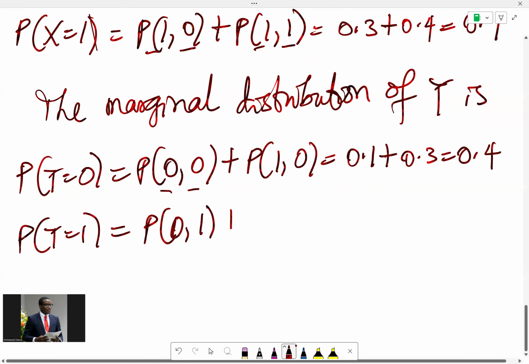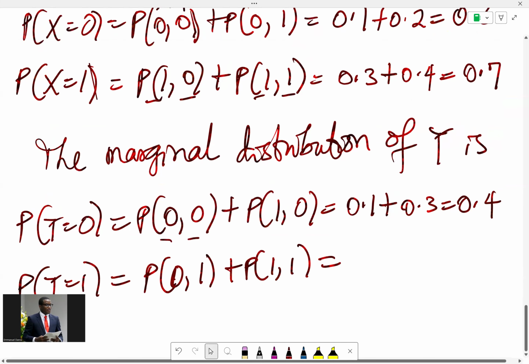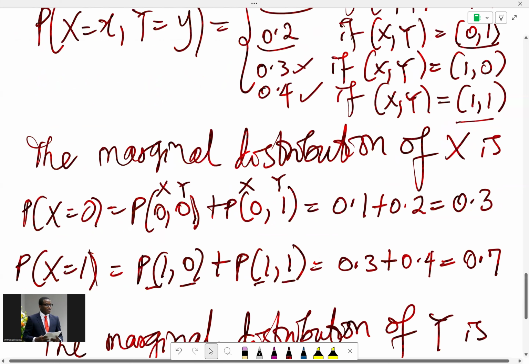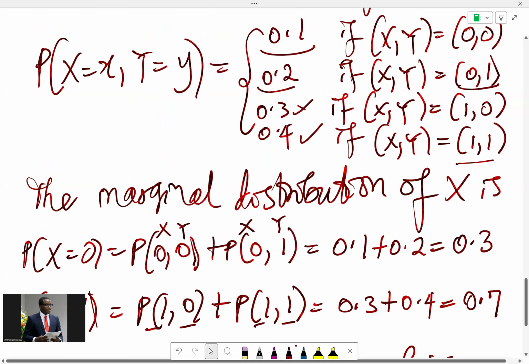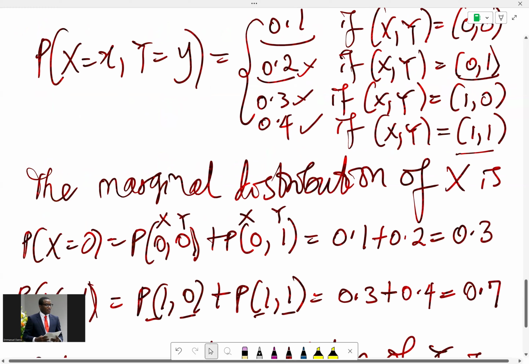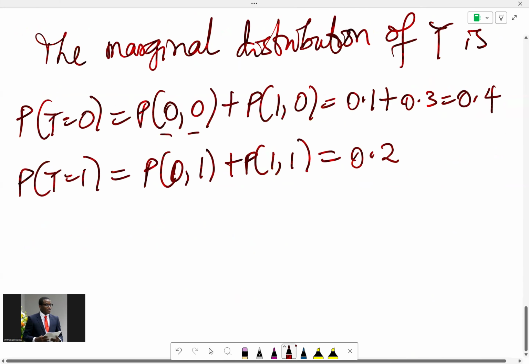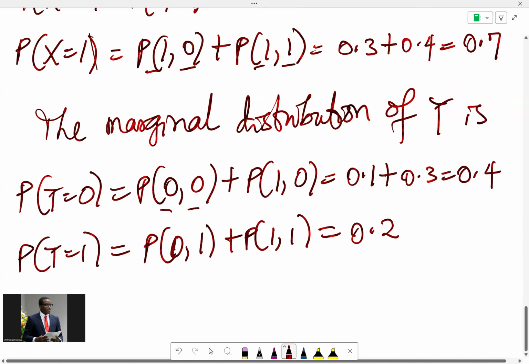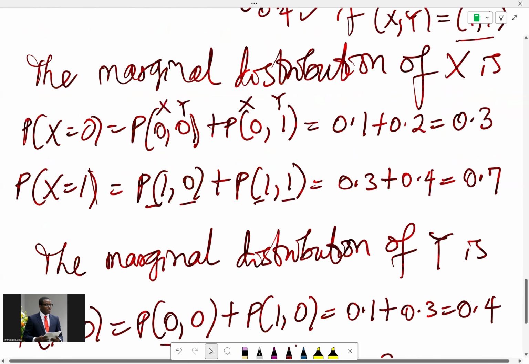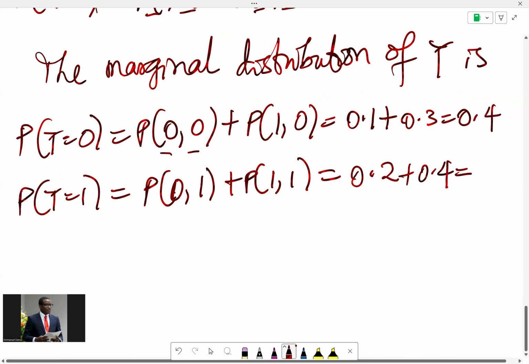0, 1 plus probability 1, 1. So probability 0, 1 from the PMF is 0.2. So probability 0, 1 is 0.2. Then probability 1, 1 again is 0.4. So the marginal distribution of y in this case is 0.6. So for x, you sum over y; for y, you sum over x.